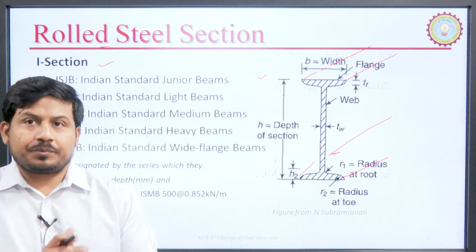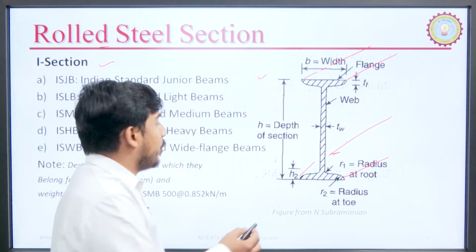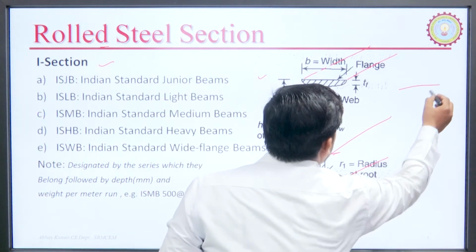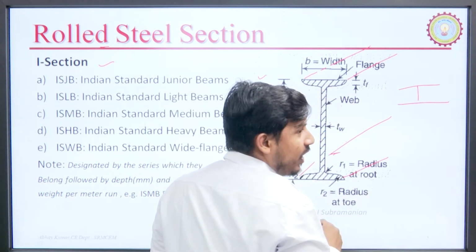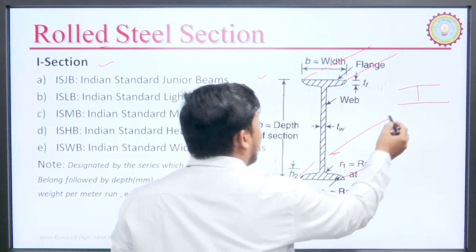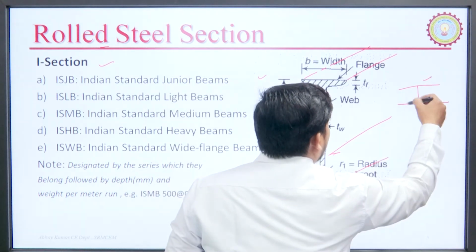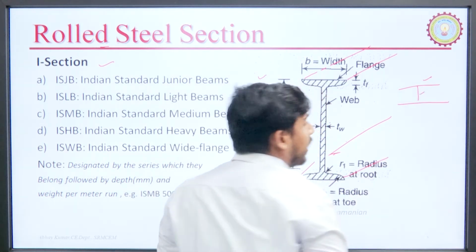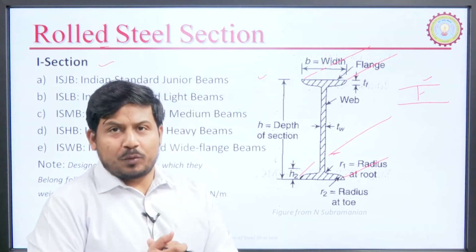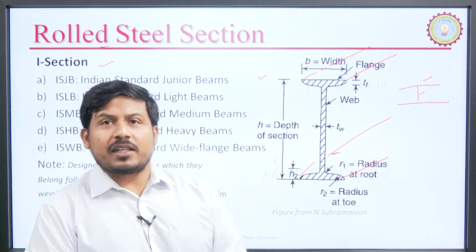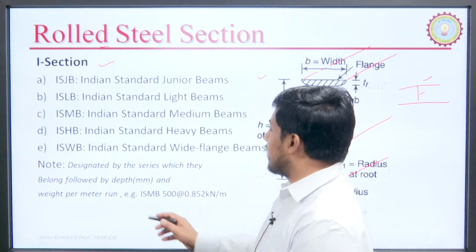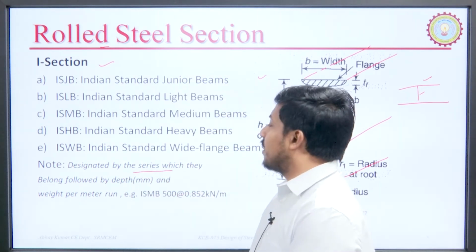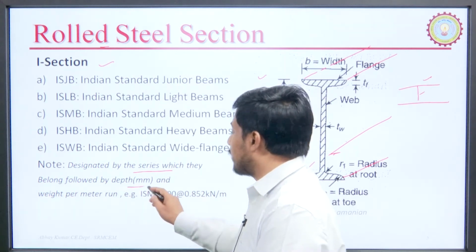And a wide flange beam would look like, for example, this. This would be our wide flange beam. Why? Because its flange is much wider in comparison to the length of the web. So, these are the different series available, and how are these designated? These are designated by the series to which they belong and the depth. What is the depth?